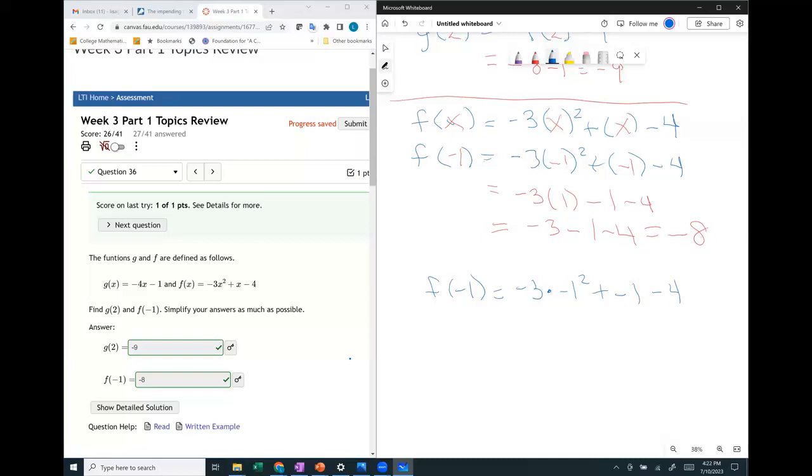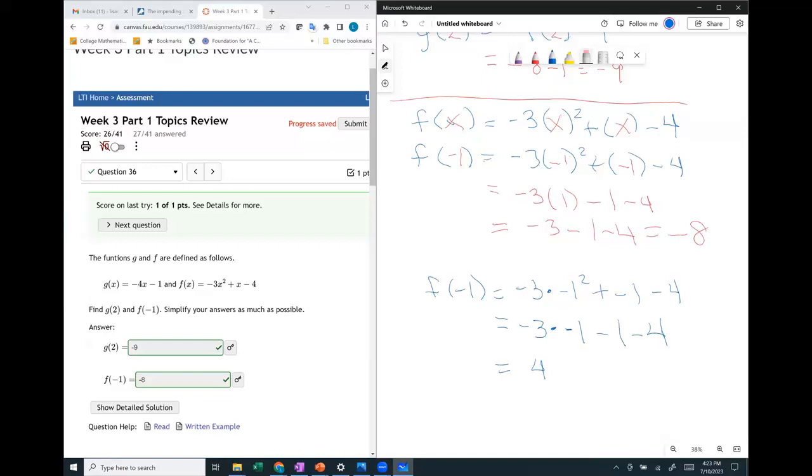Well, when we did exponents, I don't know if you remember, I showed you that the exponent only really affects what it's next to. It's only next to the 1 here. This would be like saying negative 3 times negative 1, because I'm only squaring the 1. I would still have the negative, so it'd be negative 1. And then plus minus 1 minus 4.